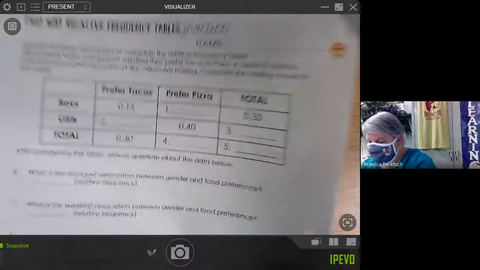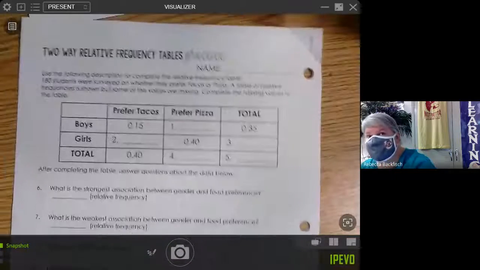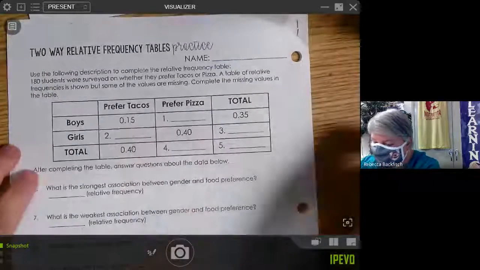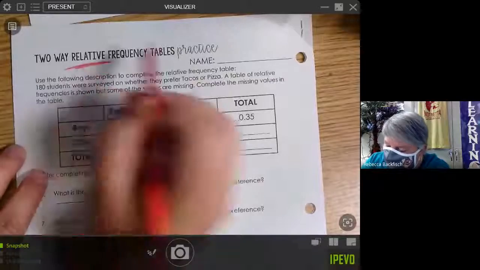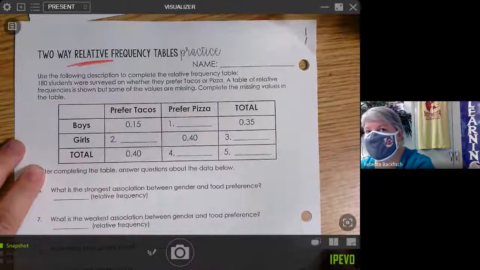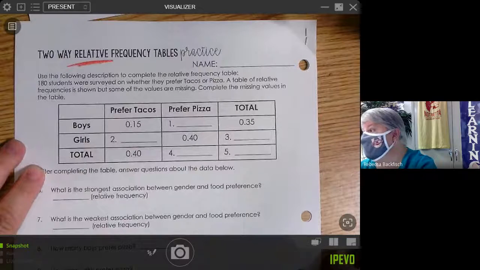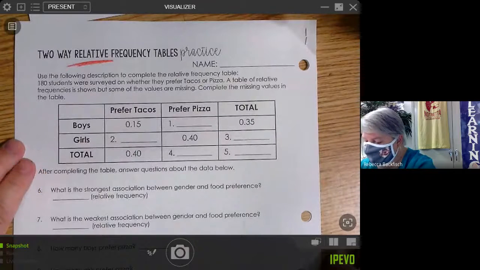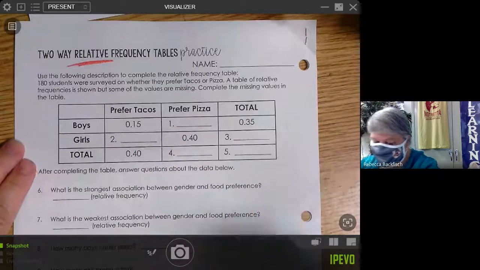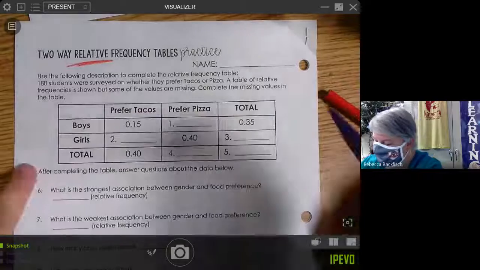Okay, I am going to let you guys do the back page here on your own. Notice that it's a relative frequency, not just a frequency table. Relative frequency because I see decimals. So that also means it's a probability table. It's got the probabilities, and all of the ones you see are probabilities out of everyone because the total here is 1.